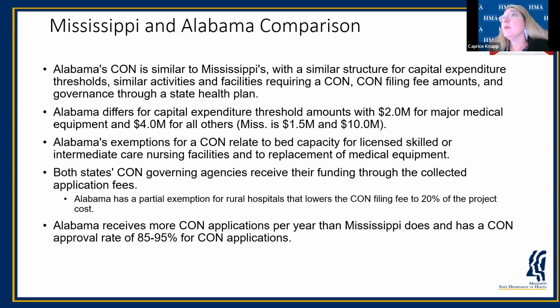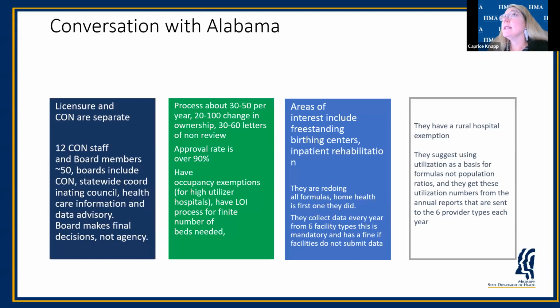But on the next slide, one of the things that they did is they completely redid all their formulas. And this was like a 5-year process. Their licensure and certificate of need are completely separate. They do not share data across those 2 functions. And you're going to hear that over all these 5 states that we talked to. You can see they have 12 staff that run this program. They have about 50 board members because they have different working groups. Again, they process applications, change in ownership as well.